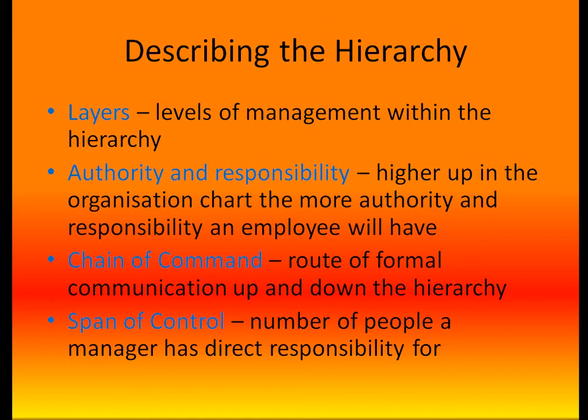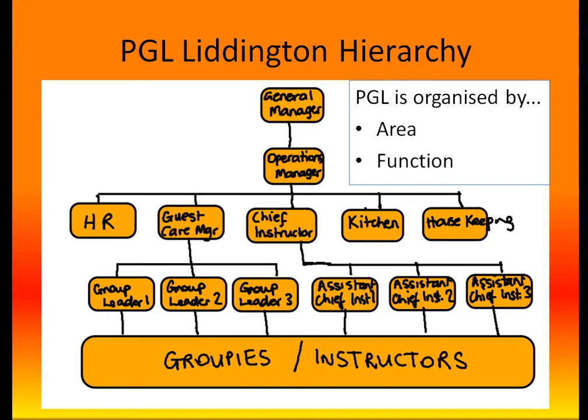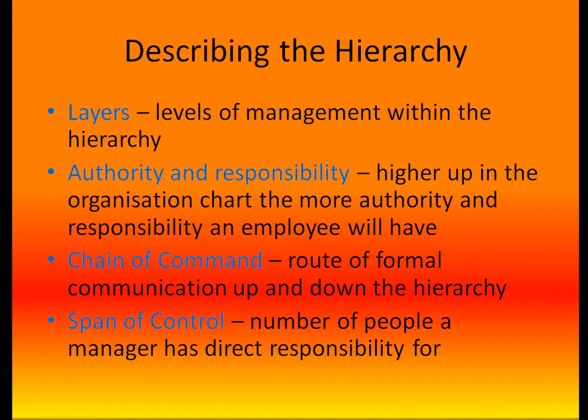There are 4 key terms that you need to describe. The first one is layers. Layers are levels of management within the hierarchy. So in PGL, there are 5 layers. The general manager is the first, the operations manager is the second, the line beginning HR is the third, the line beginning group leader 1 is the fourth, and the groupies make the bottom layer, the 5th. Authority and responsibility: the higher up in the organisation chart, the more authority and responsibility an employee would have.